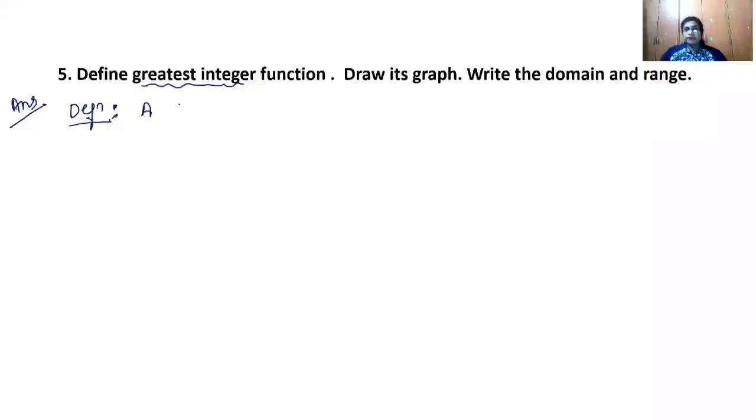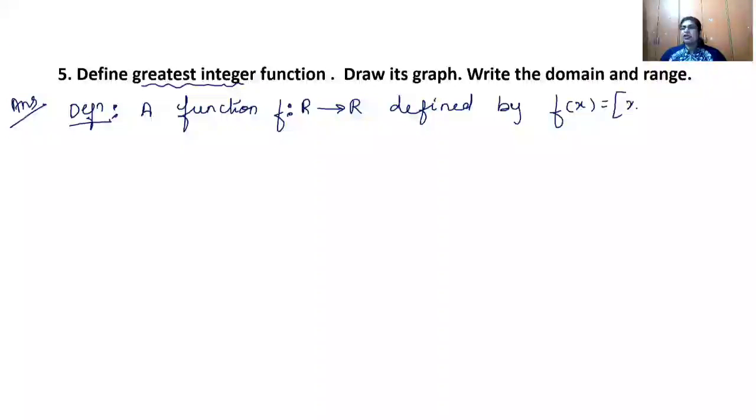A function f from R to R defined by f of x is equal to the square bracket of x, that is denoted, nothing but the greatest integer of x. So f of x is equal to square bracket of x for every x belongs to R is called the greatest integer function.